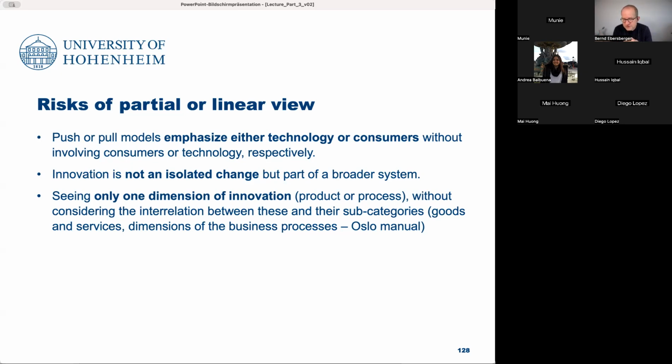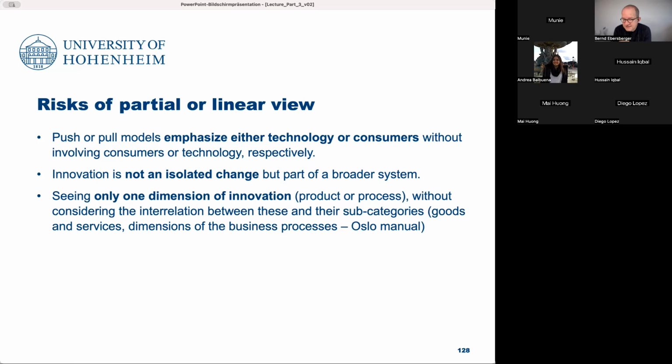And what is also important, and we have identified this when we started talking about the innovation system, is that innovation is not an isolated event, but it is always embedded in a broader system of other activities, of innovation activities of other actors. Only seeing one dimension of innovation goes away from the linear view, but it is a partial view.